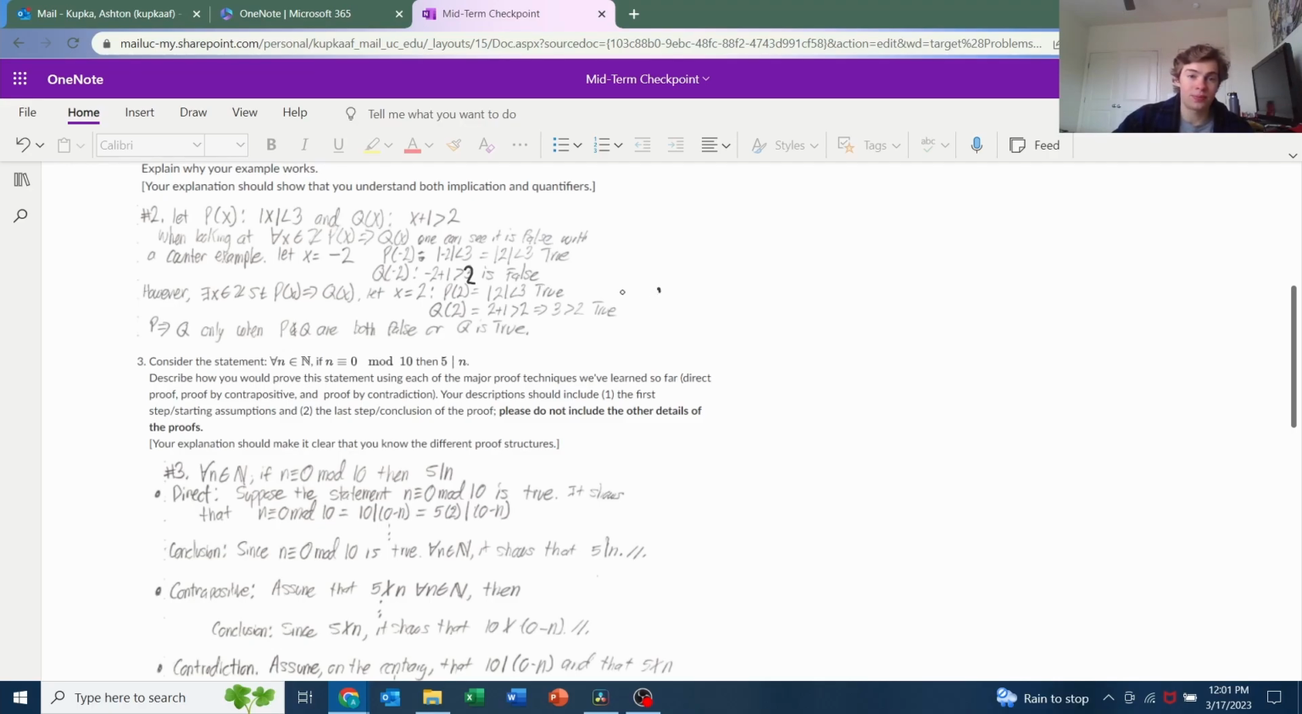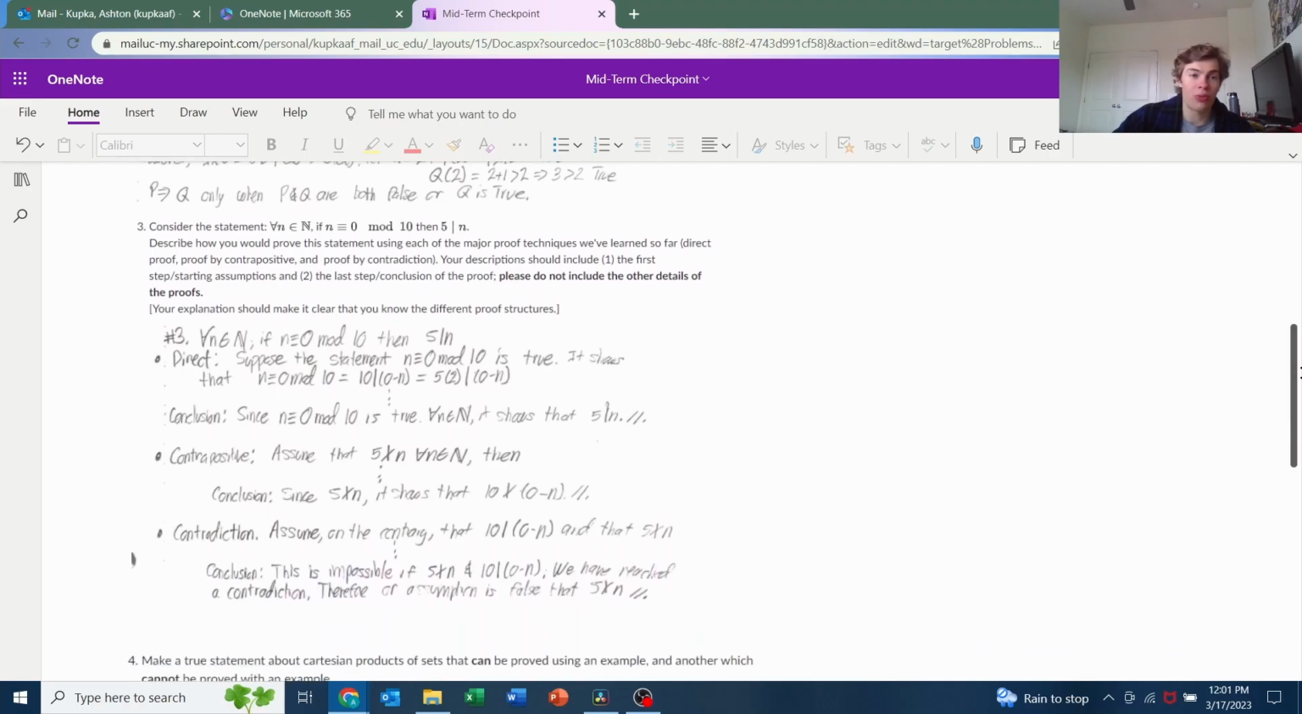And then Q of x at 2 is going to be 2 plus 1, which is 3, which is therefore greater than 2, so it's true, and since they're both true, the implication is true. Next, we can look at number 3.